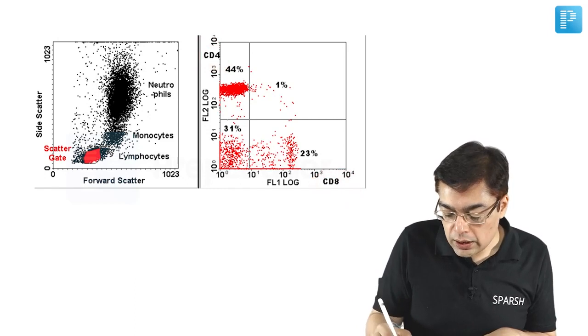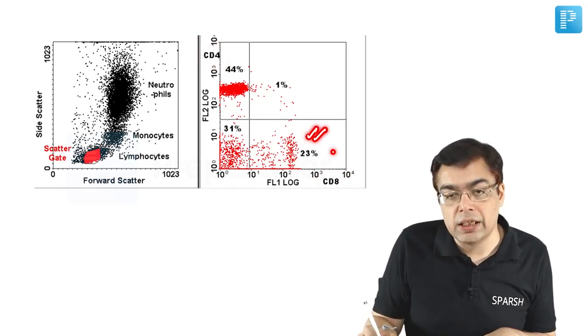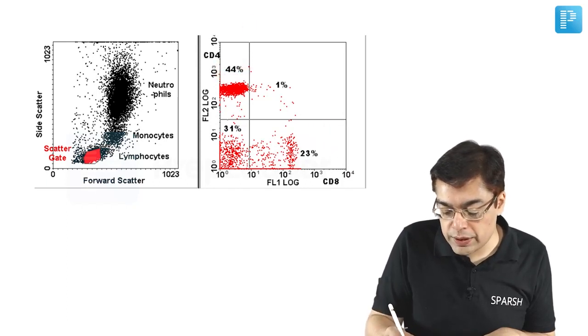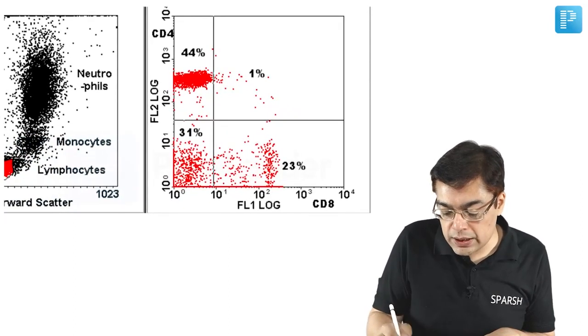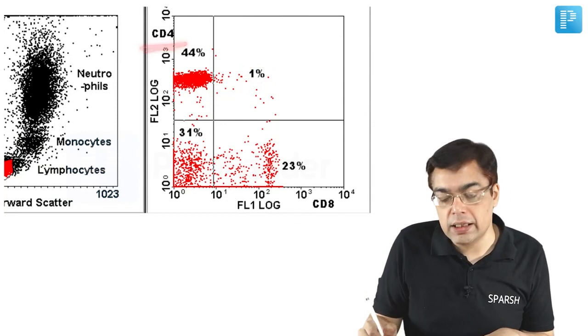So we can understand that about 23% of the cells are going to be CD8 positive. 44% of the cells are going to be CD4 positive. There are cells which have no expression of either CD4 or CD8, they are going to be 31%, and there is a small percentage of cells, 1%, which have expression of both CD4 as well as CD8.